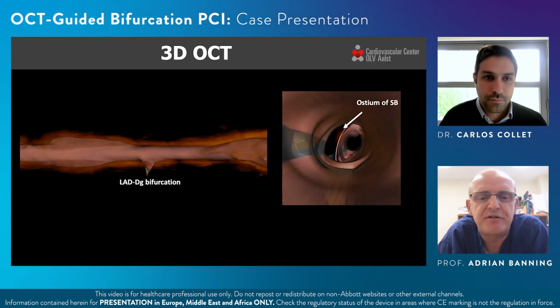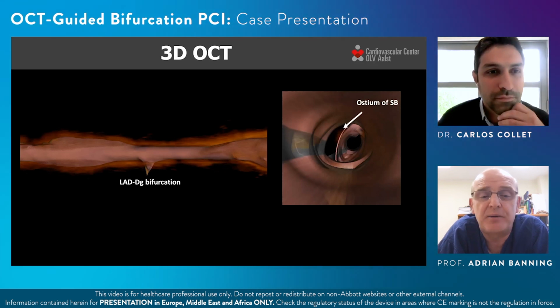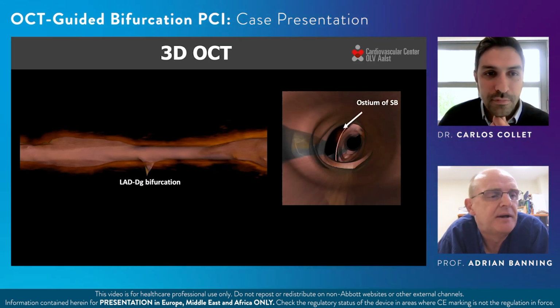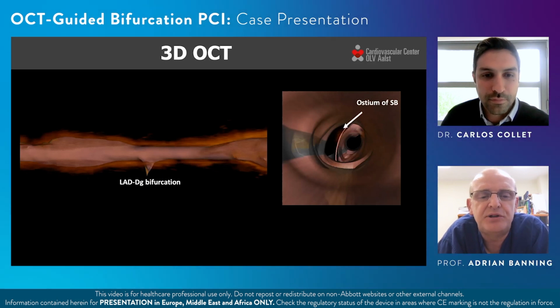Everybody has their own preference. For me, I always wire the most difficult lesion first, and so my wire would go into the diagonal first. I probably wouldn't predilate to begin with, and I would just try and get my 2 wires in. But you can see from the RAO projection in the angiogram, it certainly looks pretty tight.